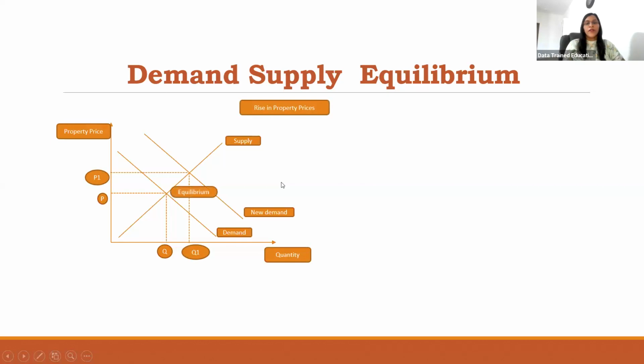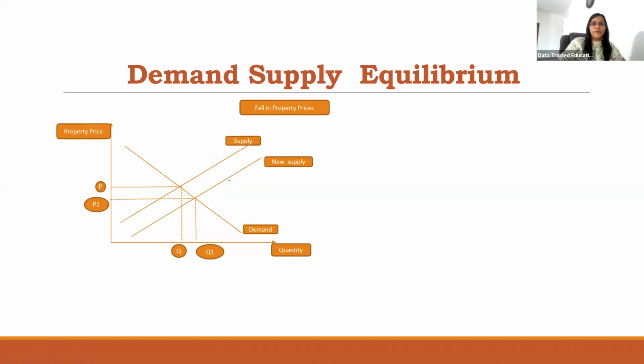I'm opening each and every one. So, rise in property prices. Once property prices were continuously increasing, P is the initial price and this is the quantity demanded. Once the price has increased, quantity demanded is also increased. New demand has increased. This was the case once there was a rise in property prices, because people see prices will go up more, so quantity demanded will be higher.